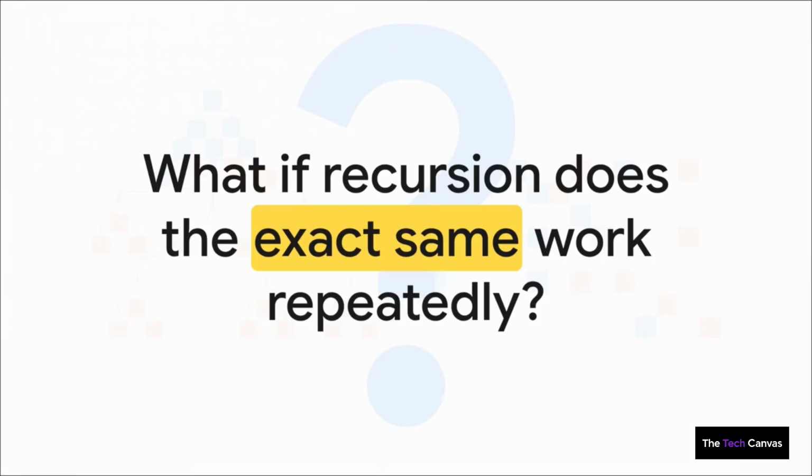So here's the hidden problem with those naive recursive solutions we looked at before. What if recursion is just doing the exact same work over and over again? A lot of times, these functions end up solving the exact same subproblem repeatedly, completely blind to the fact that, hey, they've already done this work. They literally don't remember the answer. They just obediently recalculate the whole thing from scratch every single time.